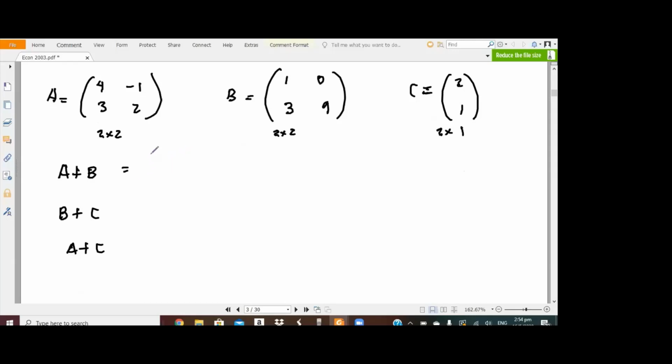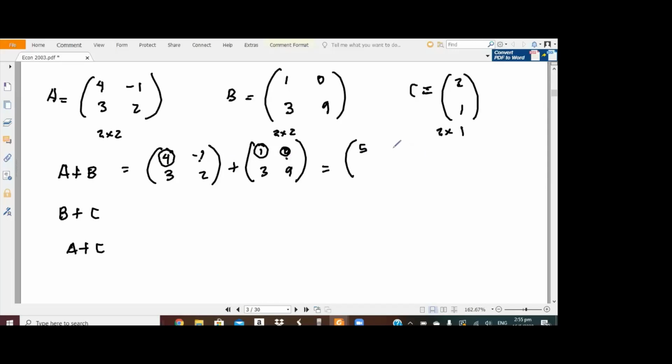So this is going to give me 4, negative 1, 3, 2, and then I'm going to add 1, 0, 3, 9. Cool. When we're adding matrices, what we do is add the corresponding positions. So this here is in this position, and I'm going to add it to this number over here. That gives me 4 plus 1, which is 5. You do the same thing with all the positions. Negative 1 and 0 gives me negative 1 plus 0, which is negative 1. 3 plus 3 gives me 6. And then 2 plus 9 gives me 11. So that's the matrix addition A plus B.